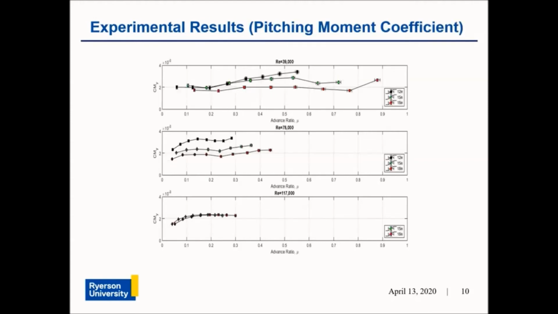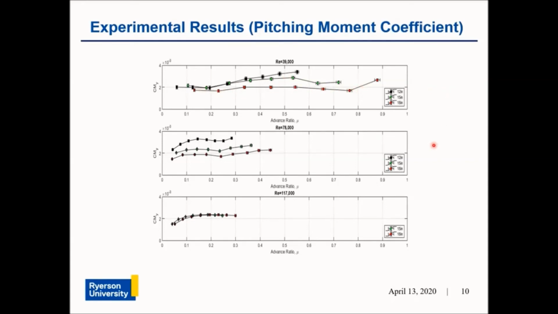In this slide, the plots for the pitching moment coefficient versus advance ratio are shown for a Reynolds number of 39,000, 78,000, and 117,000. Looking at the first plot, corresponding to a Reynolds number of 39,000, it can be seen that the pitching moment coefficient shows no clear trend as advance ratio increases for all three rotor diameters. Additionally, there is substantially more scatter between the data points of the different diameters as compared to the thrust coefficient on the previous slide. Additionally, the scatter also increases as advance ratio increases.